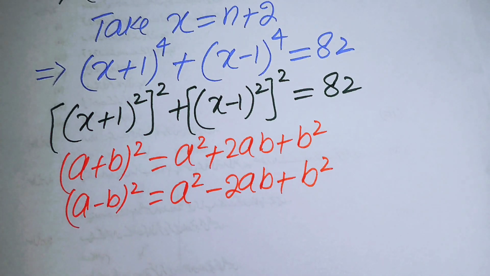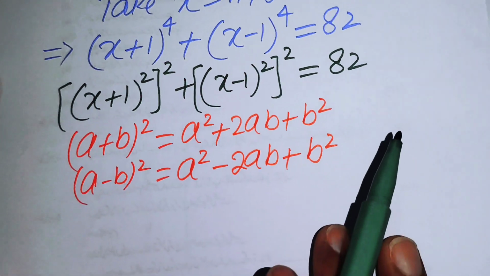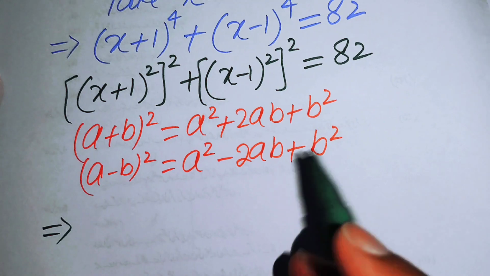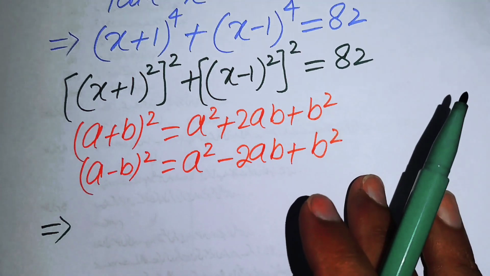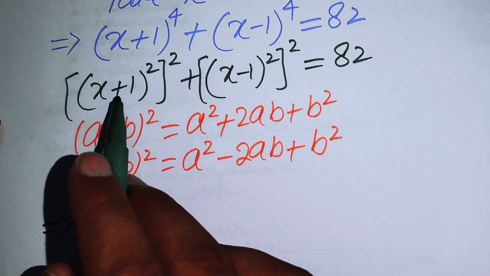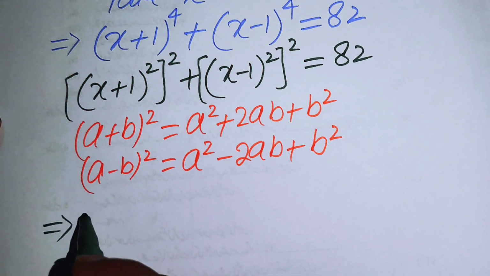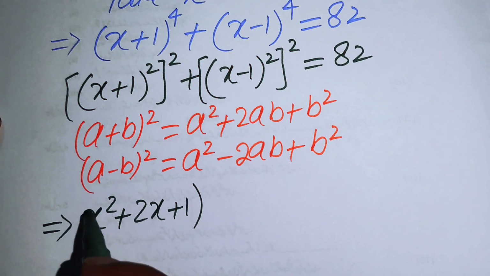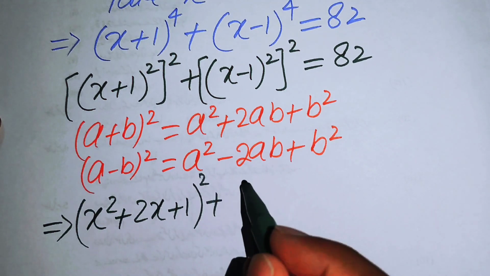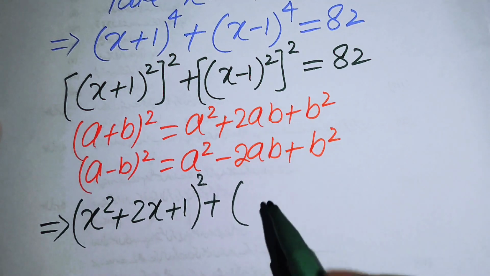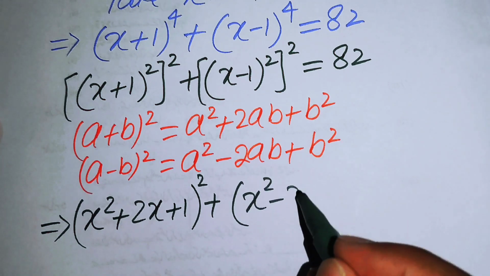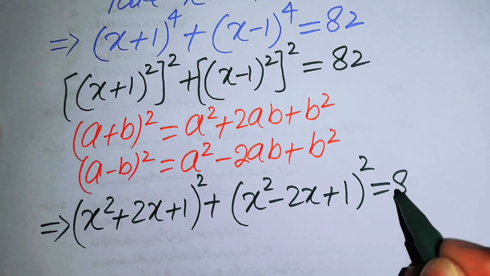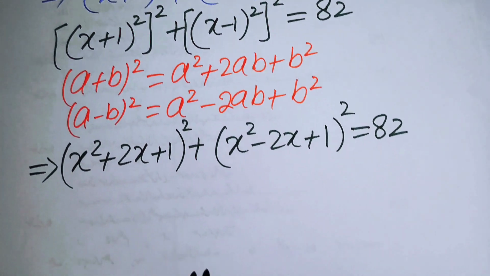We will use these two formulas to get the output. After applying them, first I apply the formula here and you get (x^2 + 2x + 1)^2, plus similarly you apply the formula here and you get (x^2 - 2x + 1)^2 = 82.